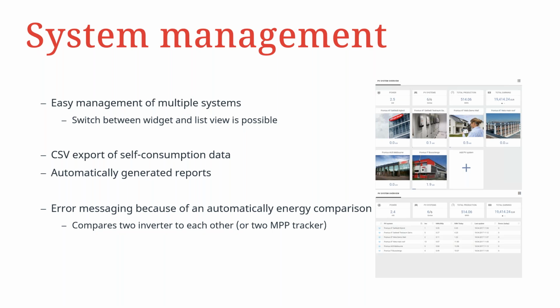With SolarWeb Premium, you can also automatically generate reports on a monthly or daily basis, for example, to be sent directly to your client. So you don't have to go back every month and generate the report. It will automatically export that report to your client. You also get error messaging because of an automatic energy consumption comparison. This helps you to compare two inverters with each other. So you can see, for example, both MPPT trackers, as well as the current of that string. You have full viewing control of any error messages.